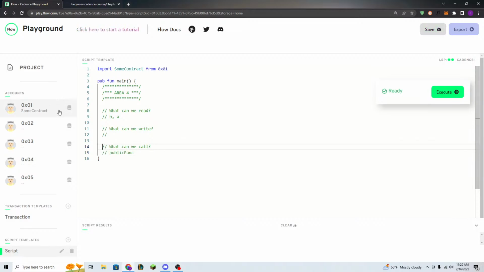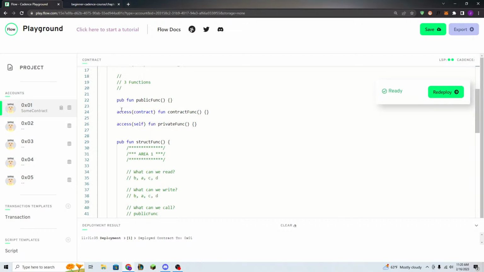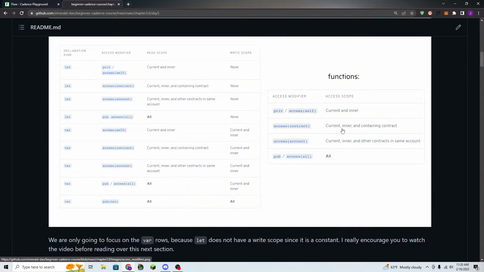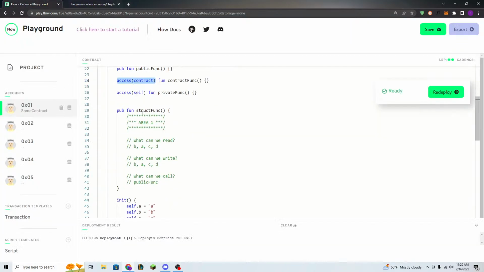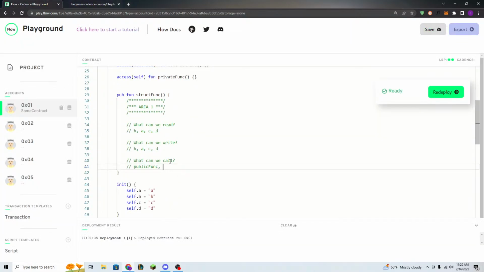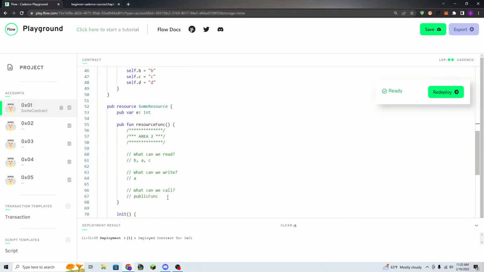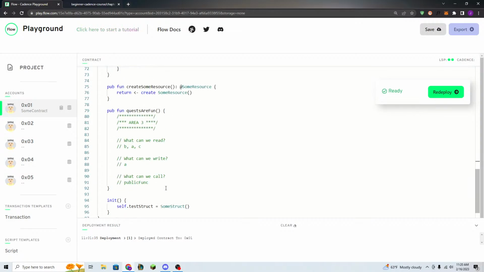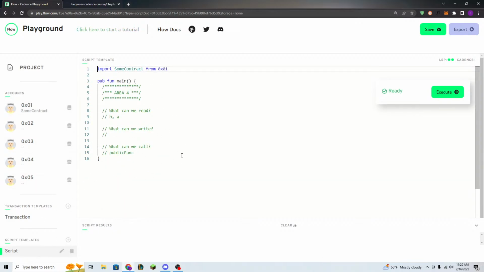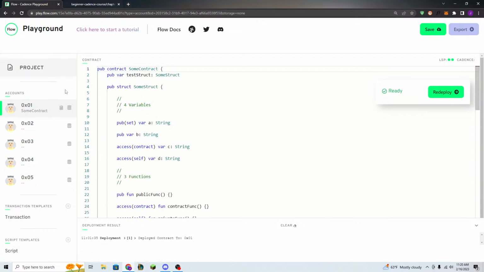All right, pretty easy. Let's take a look at the next one, access contract. Let's see, current, inner, and containing contract. All right, so that's pretty simple. We can definitely call it in here because it's in the contract. Definitely can call it here. It's also in the contract. Here is also in the contract. However, it's not in the contract here, so we can't call it here.